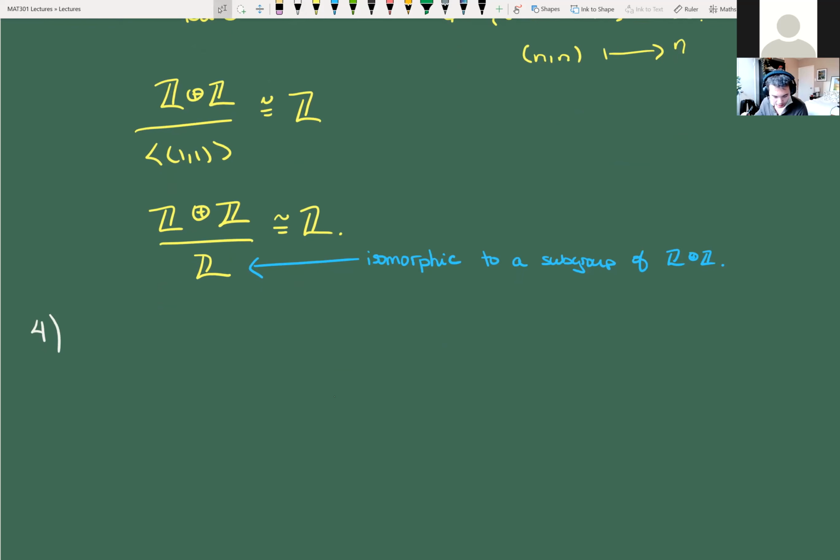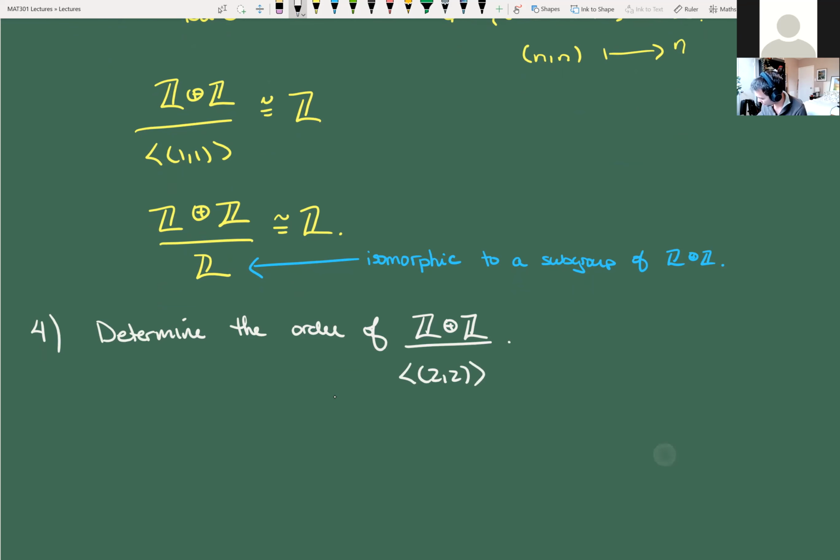It says, determine the order of Z plus Z mod 2, 2. Is this group cyclic? Determine the order of Z plus Z mod 2, 2. Is this group cyclic?